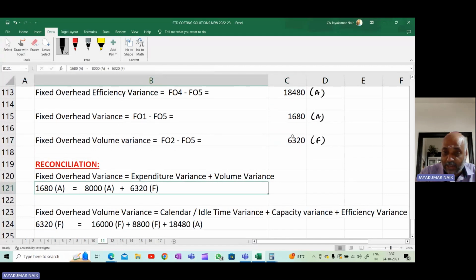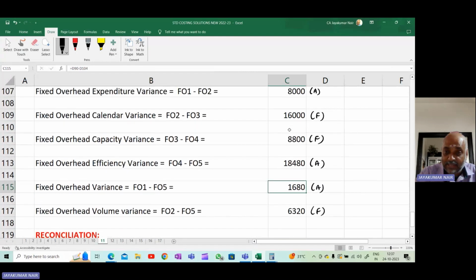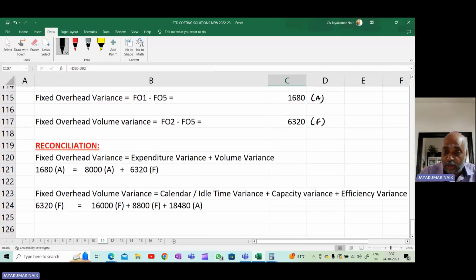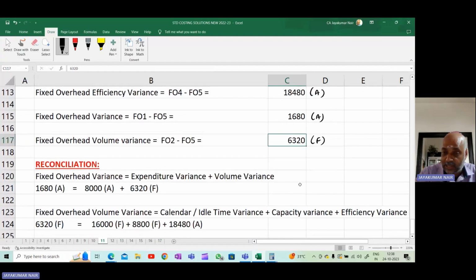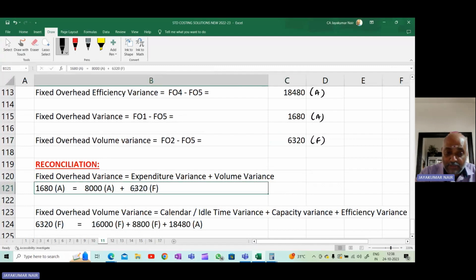Fixed overhead variance is 1,680 adverse. Expenditure variance is 8,000 adverse. And volume variance is 6,320 favorable. So if you add these two, see which is greater. 8,000 is greater. This is negative, this is positive. So 8,000 minus 6,320, you will get 1,680 adverse. It is reconciling.